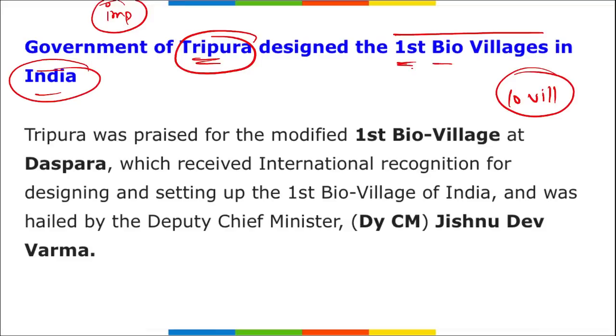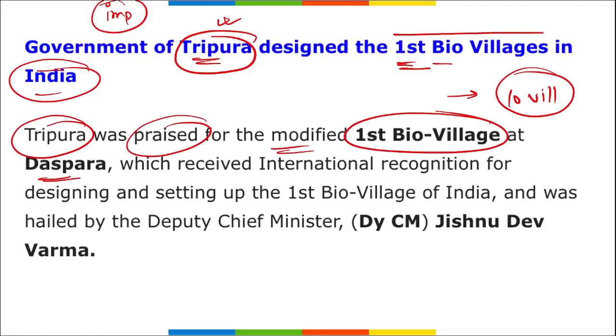Coming back, what is this first bio villages in India? It was in Tripura. Around 10 villages have been modified here to modify the lifestyles and the livelihood of more than 1000 marginalized people. Here Tripura was praised for the modified first bio village at Daspara. So question can also be asked in this way, which was the first bio village of India? It was Daspara.